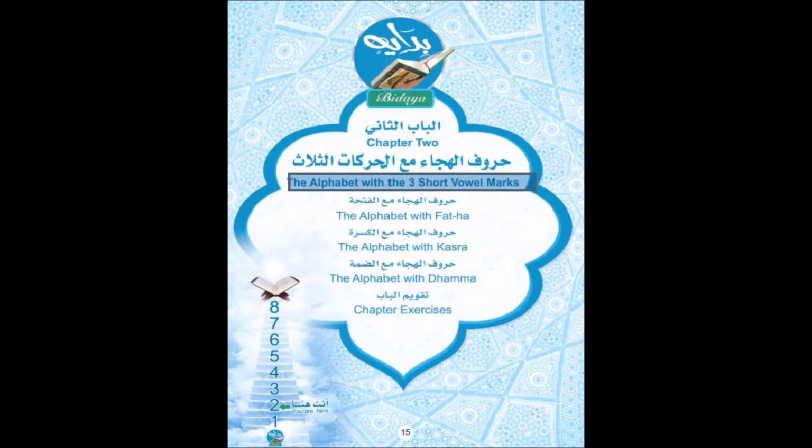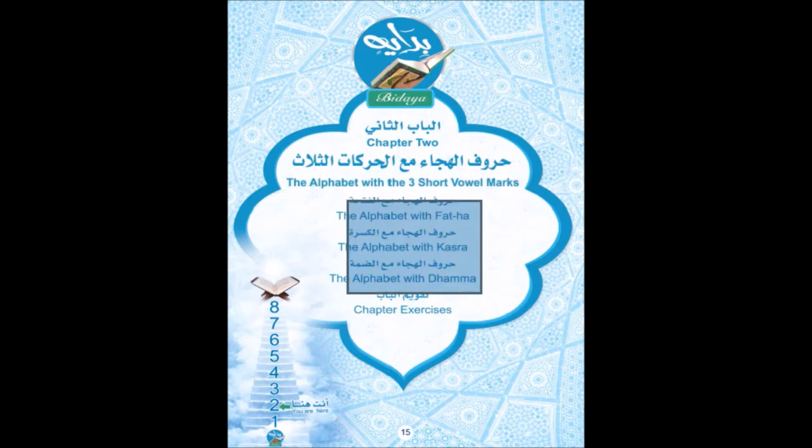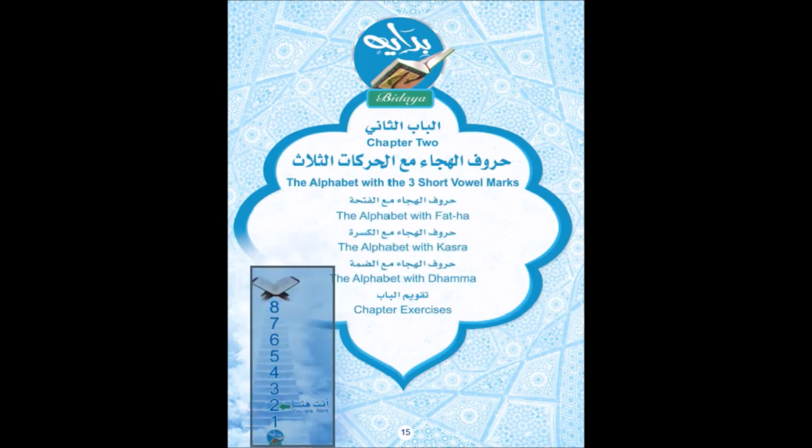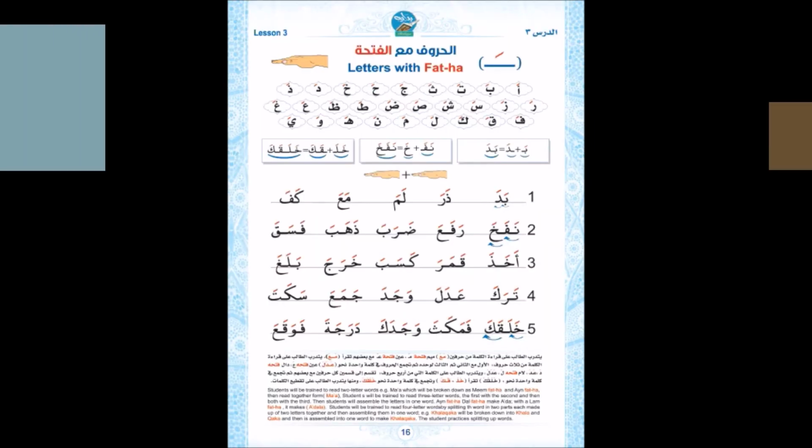Today we will discuss chapter 2. Chapter 2 is the short vowel marks on all of the alphabet. It includes fatha, kasra, and dhamma. You can see we included a map for the student's encouragement, as well as so the student knows where he or she stands and how close they are to, inshallah, reading the Quran.